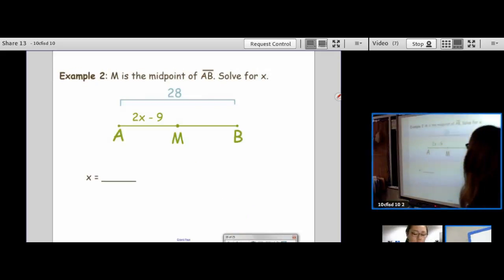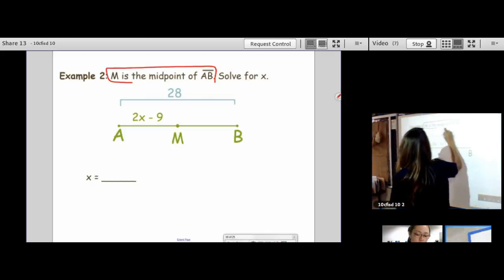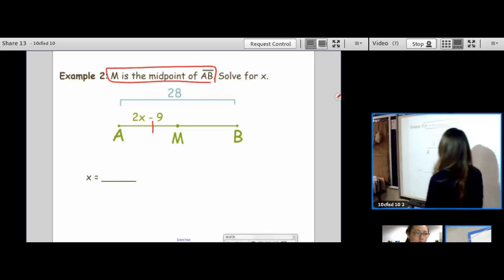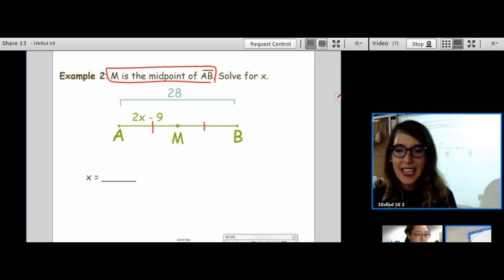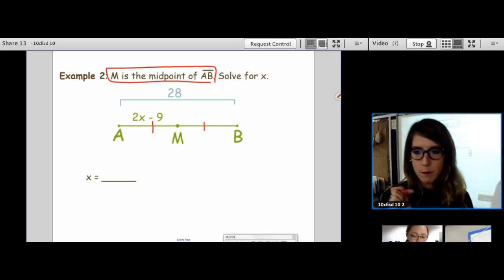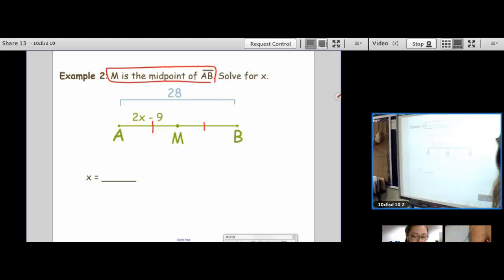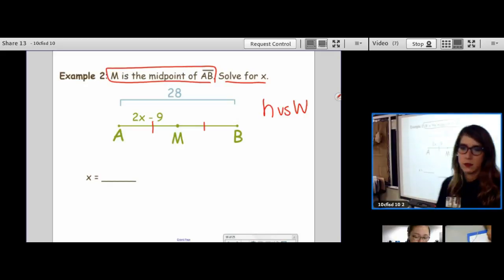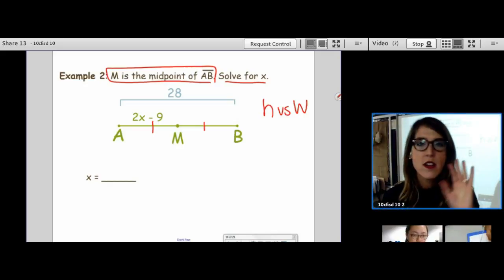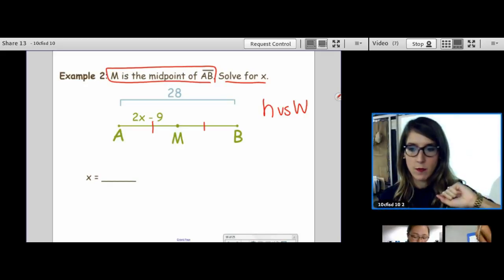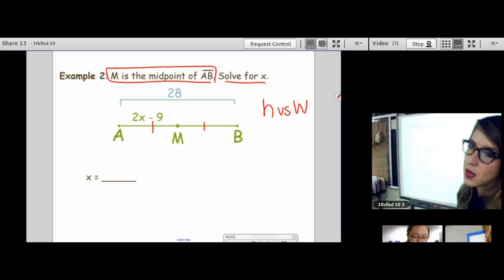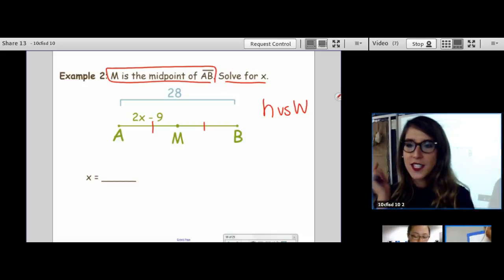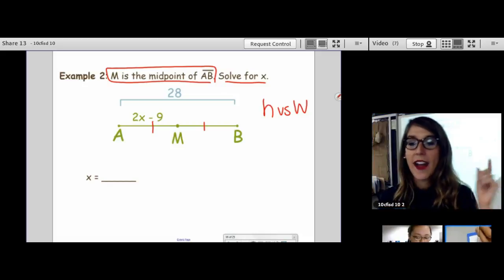Let's try another one. M is the midpoint of AD. Stop right there. Stop in your tracks. When you see that word midpoint, you add tick marks to the picture. Boom, add tick marks. Solve for x. I notice I'm given a half and I'm given a whole. We are not going to rush into this problem and set them equal. Remember, you have two choices. You can double the half or half the whole.